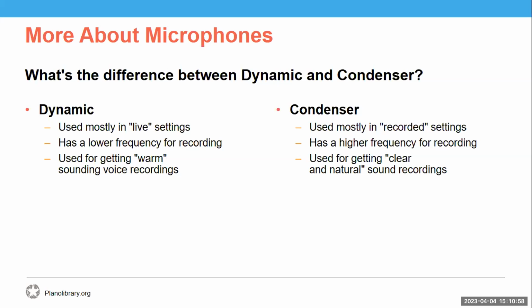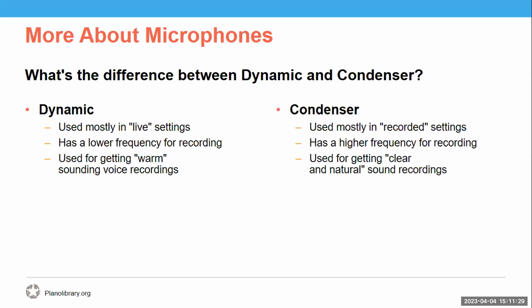It is also the oldest type of microphone, and it's pretty primitive in terms of design. What that means is if you drop it, it's less likely to break. It's a very hardy style mic. Now, condenser microphones are usually used in recorded settings. They have a higher frequency for recording, and that does lend itself to getting a clear and natural sound recording. So they are powered, and they tend to be very sensitive. So they are used often in sound-controlled studios.